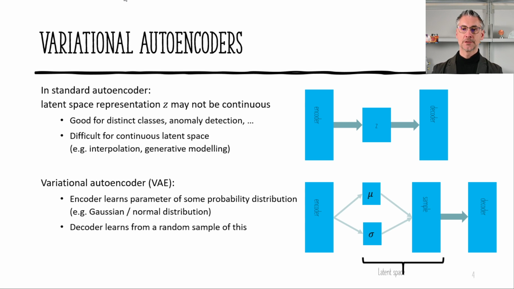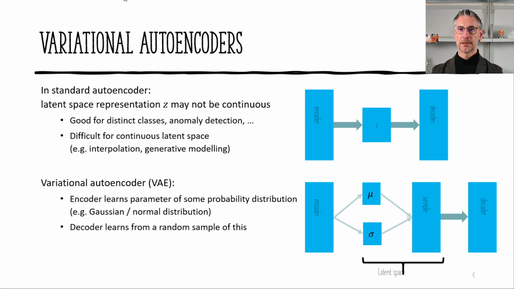A variation of this is called variational autoencoders. In standard autoencoders we have the latent space representation, but this may not be continuous. So this is good for distinct classes and anomaly detection, but it may be difficult for continuous cases, and this is what the variational autoencoder does. Instead, we learn the parameters of some probability distribution, for example a Gaussian or normal distribution, and then the decoder learns to make a random sample out of this.